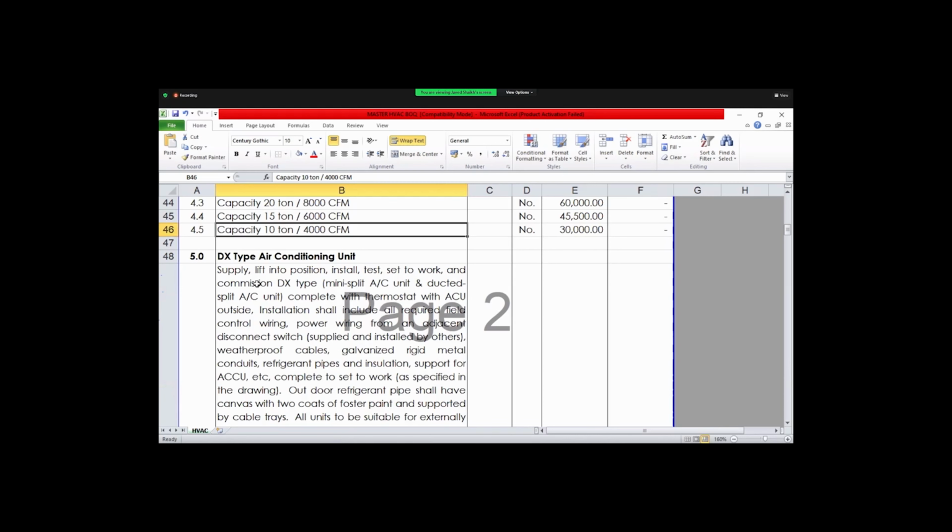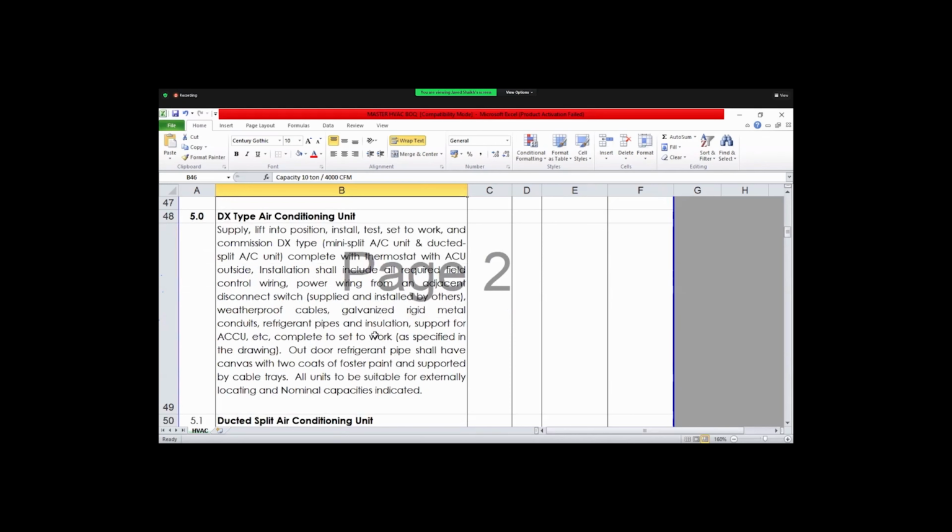Supply, lift into position, install, test and set to work. DX type means split AC unit and ducted split AC unit, so it includes both split type and ducted type. The installation should include all required field control wiring, weatherproof cable, galvanized rigid metal conduit, refrigerant piping and insulation, support for ACCU, etc., complete to set to work.